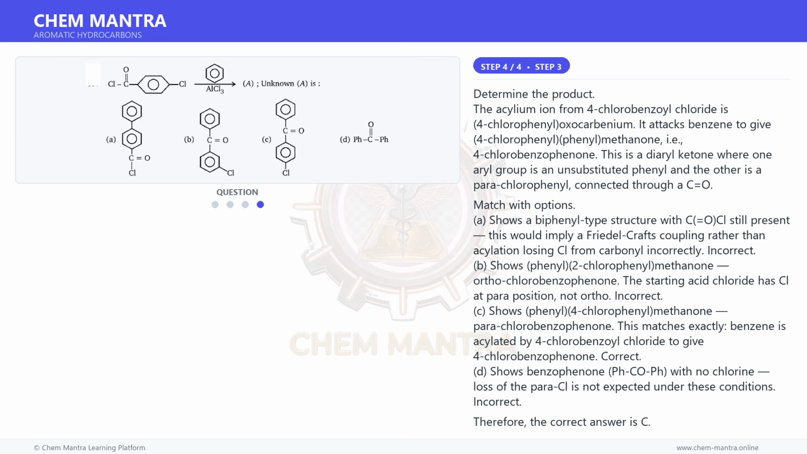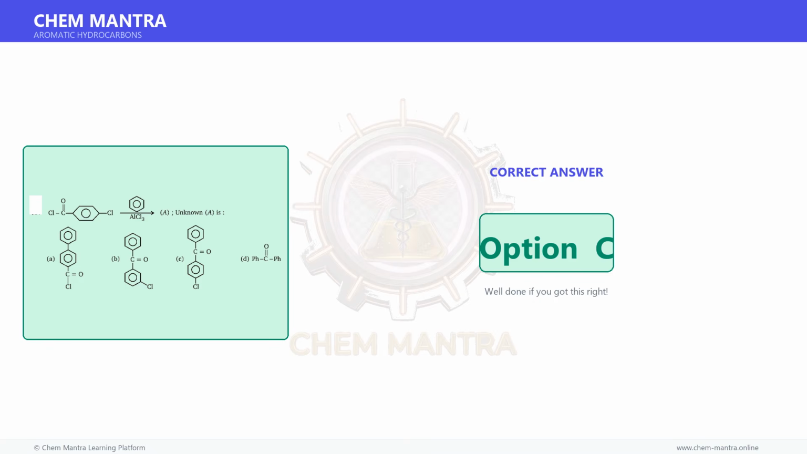Correct. D shows benzophenone, PhCO-Ph, with no chlorine. Loss of the para-Cl is not expected under these conditions. Incorrect. Therefore, the correct answer is C. Therefore, the correct answer is option C.